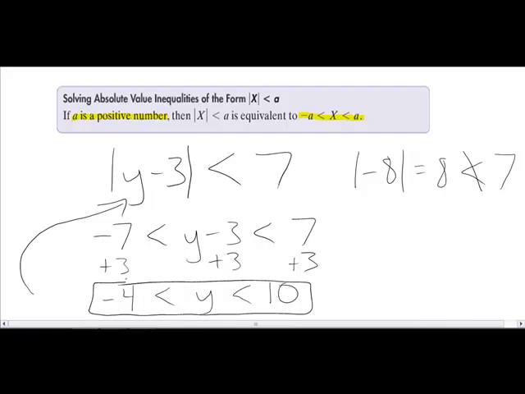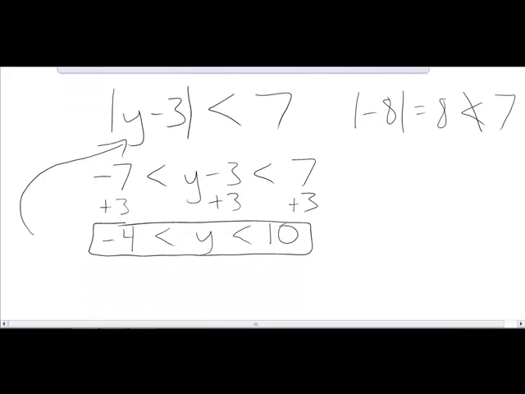And just as a refresher here, remember this can also be written in interval notation, and the interval would be negative 4, comma, 10. And remember we'd have parentheses on both ends because it's not or equal to. Right? y is less than 10 and y is greater than negative 4. So we have parentheses instead of brackets. Alright, that was pretty straightforward.